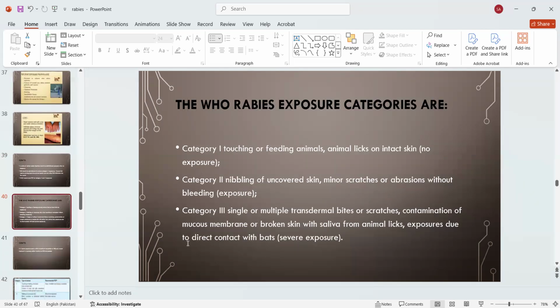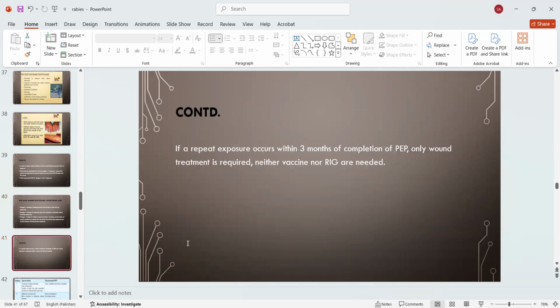Now, what are the categories of rabies exposure? Category 1 includes touching or feeding animals, licks on intact skin. Category 2 is the nibbling of uncovered skin, minor scratches or abrasions without bleeding. And category 3 includes single or multiple transdermal bites or scratches, contamination of mucous membrane or broken skin with saliva from animal licks, and exposures due to direct contact with bats.